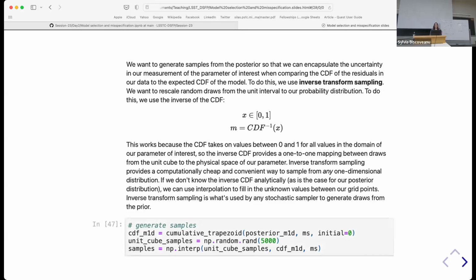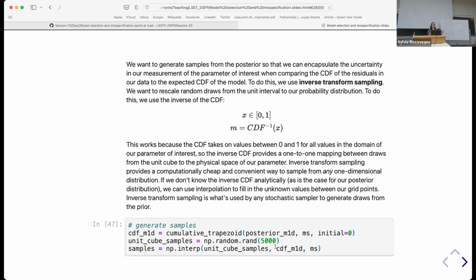And so in code, this is actually very simple and straightforward. Again, we're calculating our CDF using trapezoidal integration. We're drawing 5,000 random samples from the unit cube, so these are 5,000 points that are uniformly distributed between 0 and 1. And then we are mapping them using a simple interpolant where we're calculating the value of the parameter x at the unit cube samples. What we're interpolating is the inverse CDF, so the value of x as a function of the CDF. You can imagine that we've rotated this plot by 90 degrees.